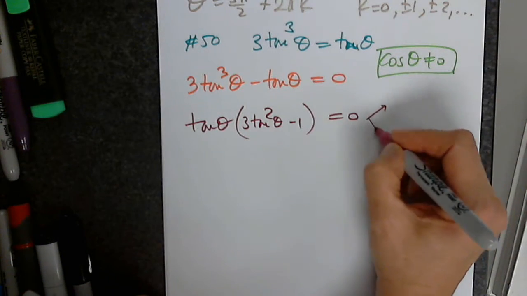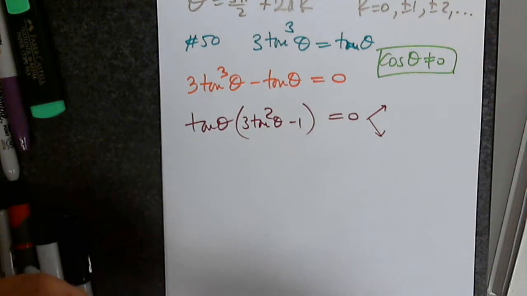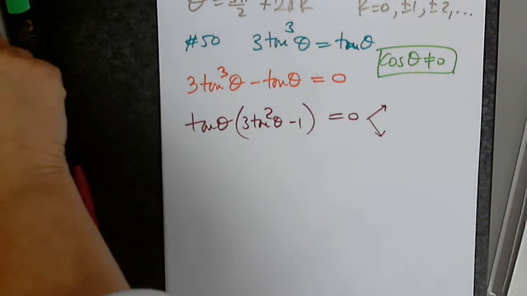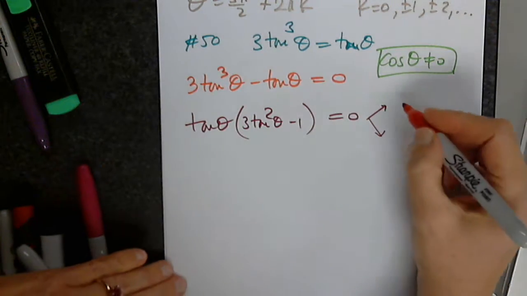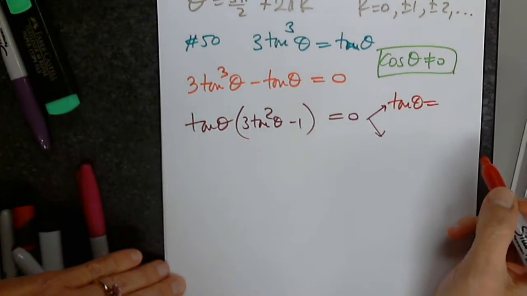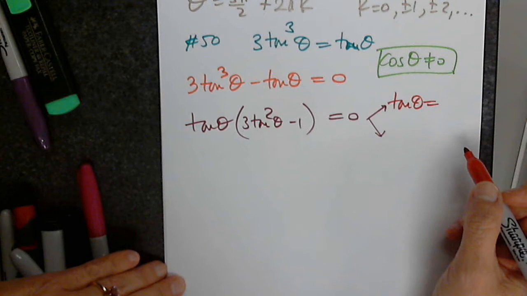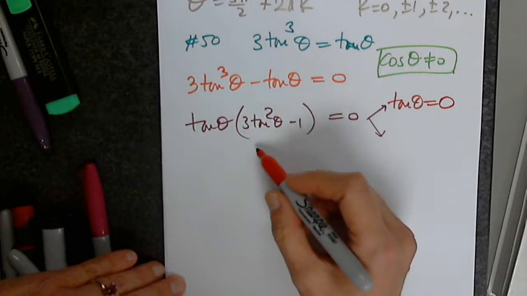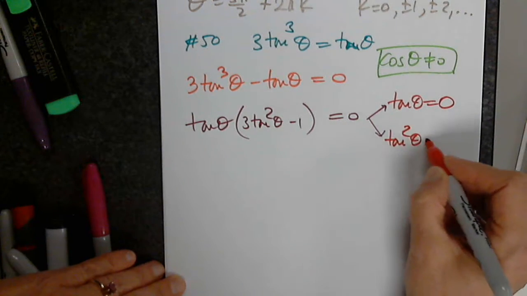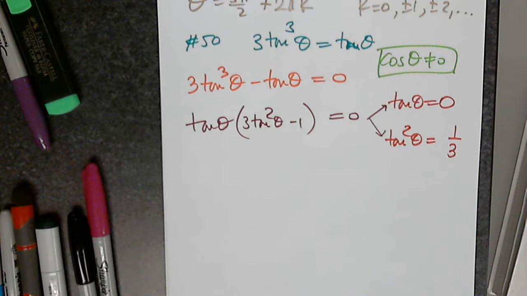So far we have 2 options. This product can be 0 in 2 different situations. What is the first situation in which it can be 0? Don't solve for anything. I just want you to give it. Yes? Tangent theta equals 0. And the other option is tangent squared theta equals 1/3. I move 1, divide by 3. These are the 2 options so far.